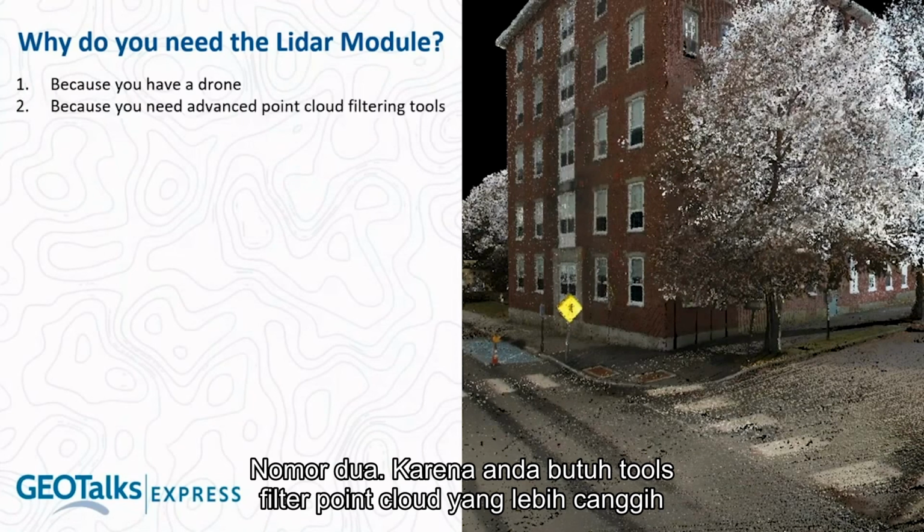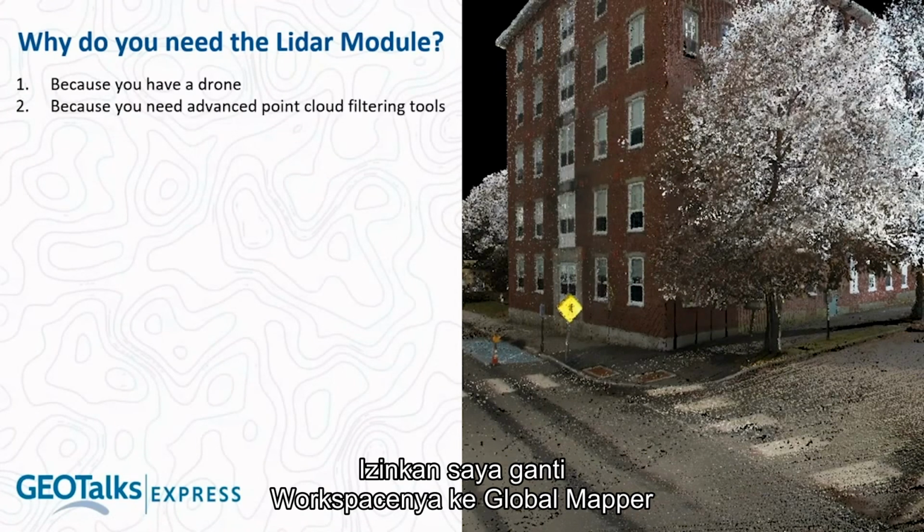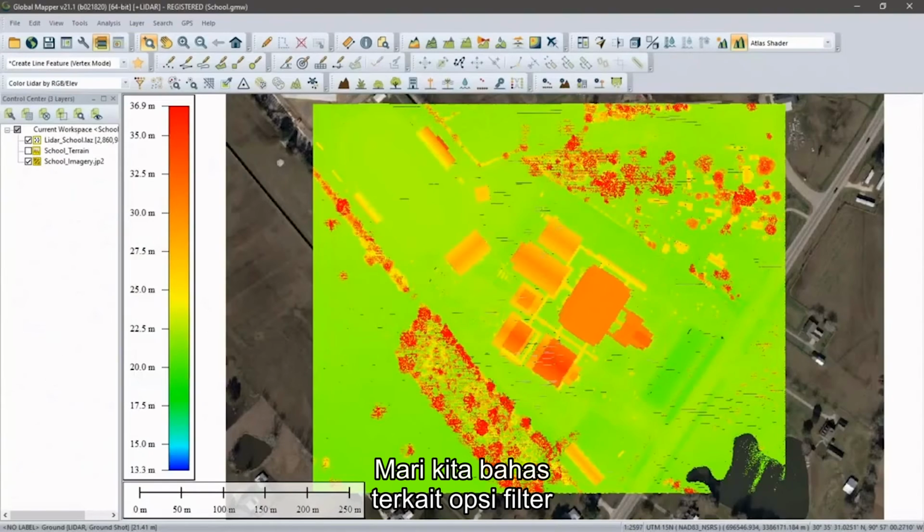Number two, because you need those advanced point cloud filtering tools. Let me bring up a different workspace here. I have a couple of versions of Global Mapper Loader. Let's talk about some of our filtering options. So here we have a standard LiDAR file. This is not photogrammetrically generated. This may be something you downloaded from a website or maybe collected yourself.